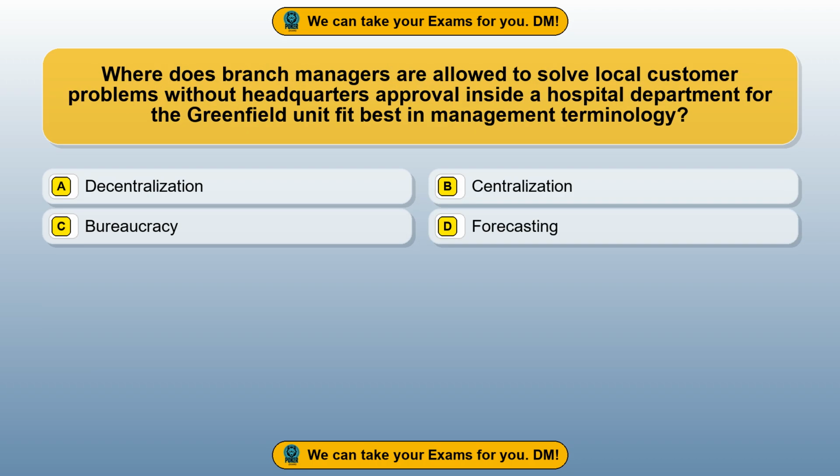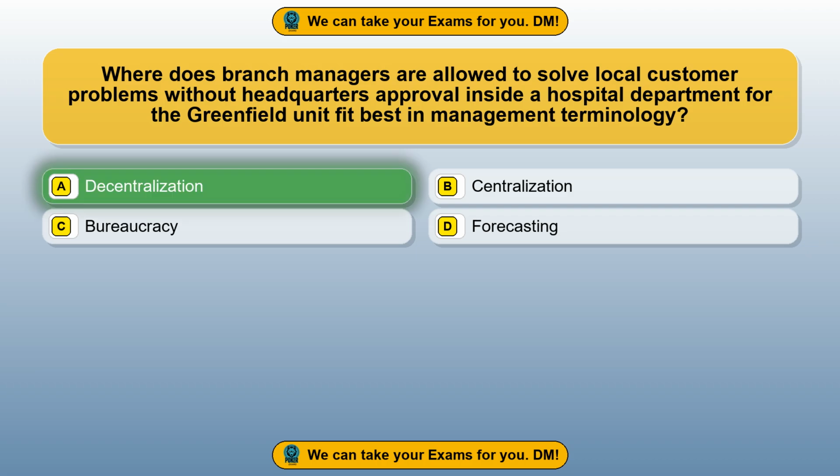Question 33. Where does branch managers are allowed to solve local customer problems without headquarters approval inside a hospital department for the Greenfield unit fit best in management terminology? Option A, decentralization. Option B, centralization. Option C, bureaucracy. Option D, forecasting. The correct answer is option A, decentralization.